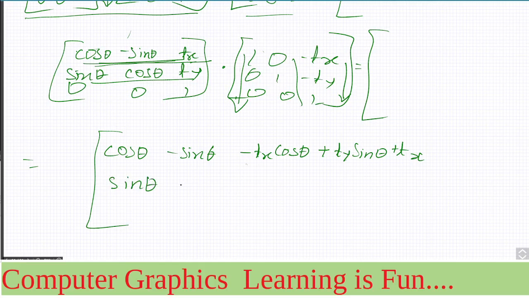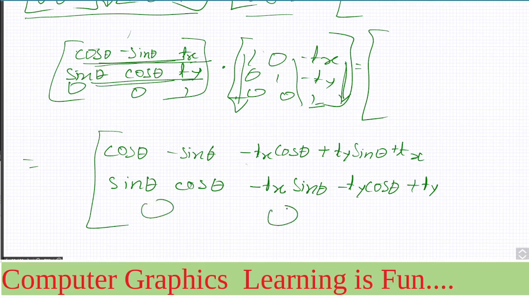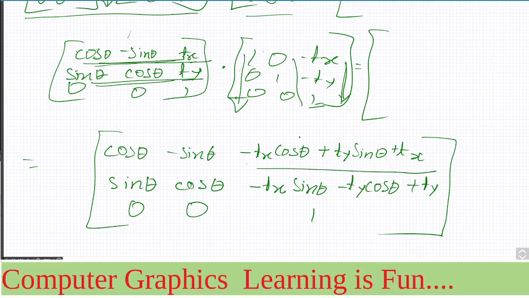Okay, so this thing multiplied by this, so what will happen? Sin theta, cos theta, and here this is multiplied by the third column, so it is minus tx sin theta and minus ty cos theta, and then ty into 1, so plus ty. Correct? 0, 0, 1. Okay, so you can also arrange it: in this term and this term, tx is common, so you can keep tx together. So tx into 1 minus cos theta. Here ty is common, so you can keep ty into 1 minus cos theta. That is a possibility.